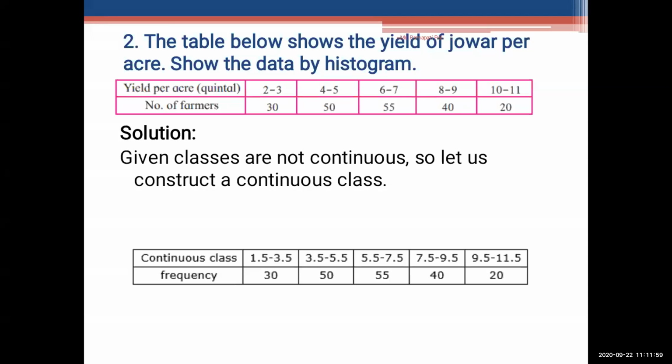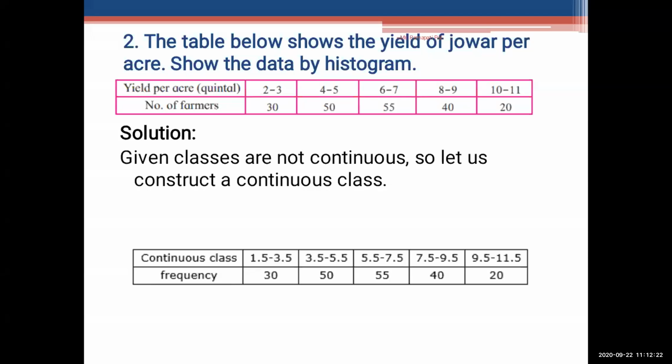Again I'm repeating. In the class 2 to 3, 30 farmers are present. In class 4 to 5, 50 farmers are present. In class 6 to 7, 55 farmers are present. In class 8 to 9, 40 farmers are present. And in 10 to 11, 20 farmers are there.